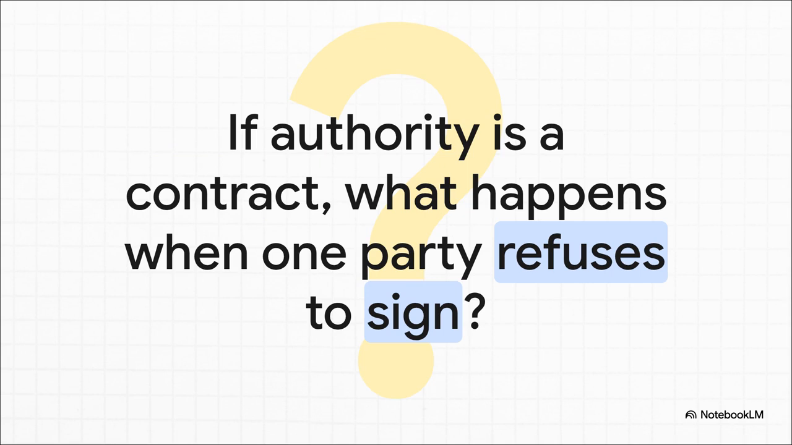And that really brings us to our final thought. All the strategies presented in this document are built on one central idea, that legal authority is based on consent. Which leaves us with a pretty powerful question to think about. If authority really is a form of contract, what happens when one of the parties simply refuses to sign?